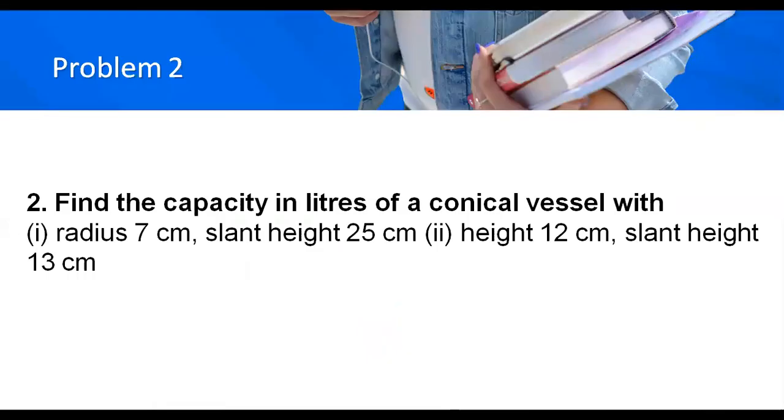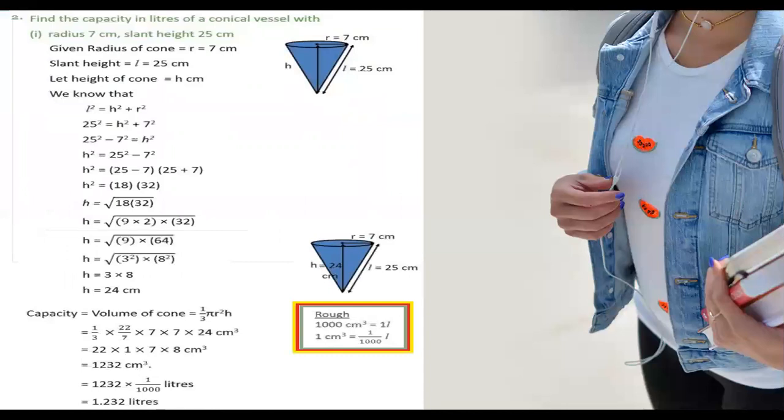Now coming to the second problem, we need to find the capacity in liters of a conical vessel with radius 7 centimeters and slant height 25 centimeters in the first problem. And in the second problem, we are given height 12 centimeters and slant height 13 centimeters. So we are given the radius and slant height of the cone in the first problem, and we need to find the capacity, that is the volume of the cone. We need to find the volume of the cone in liters.